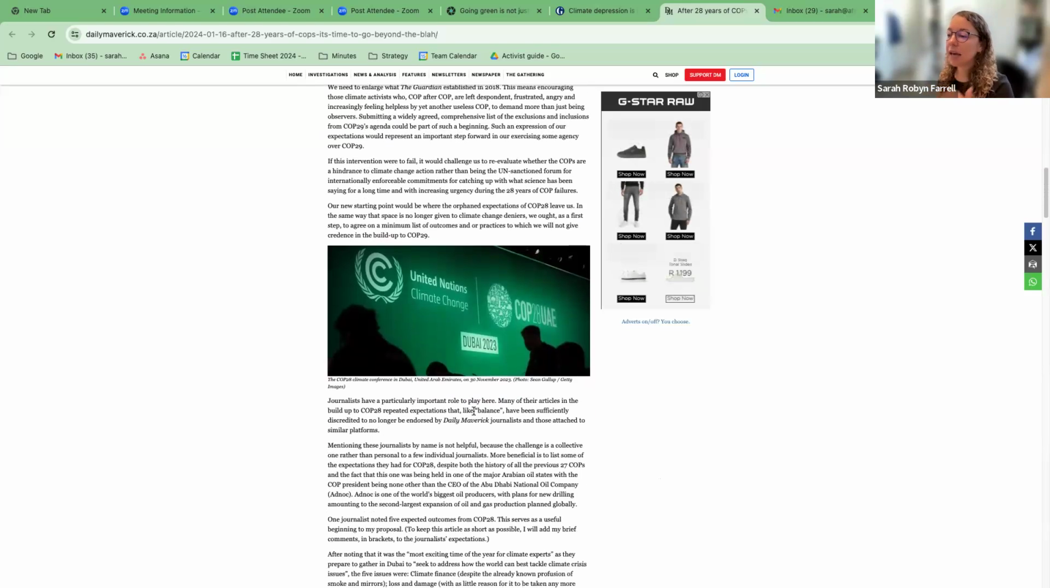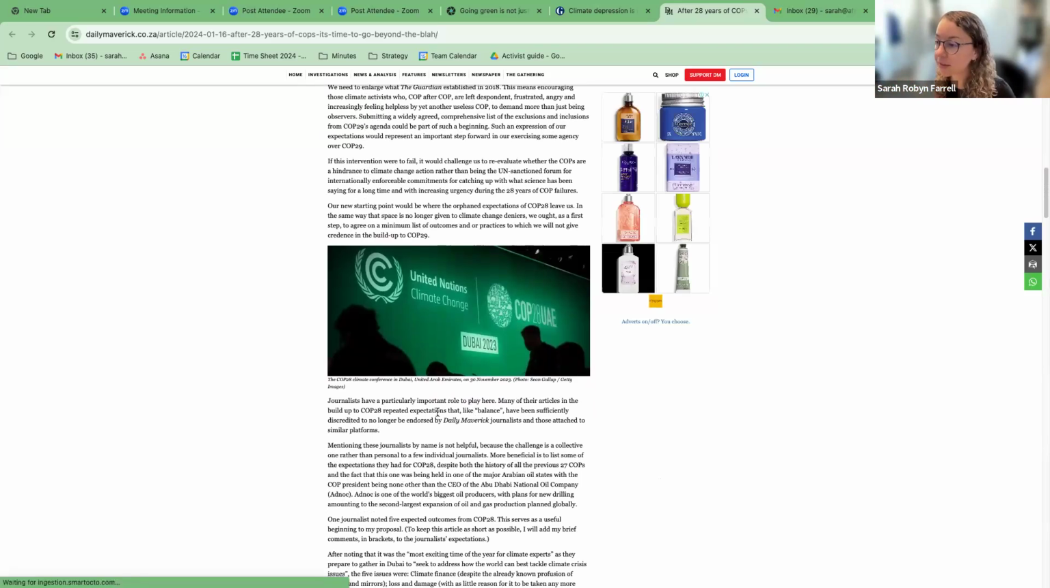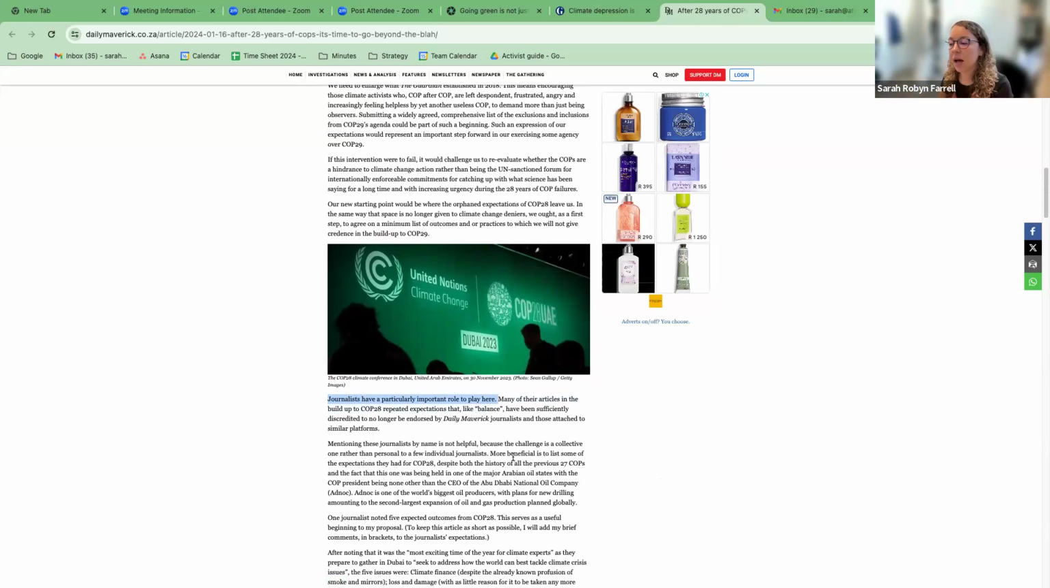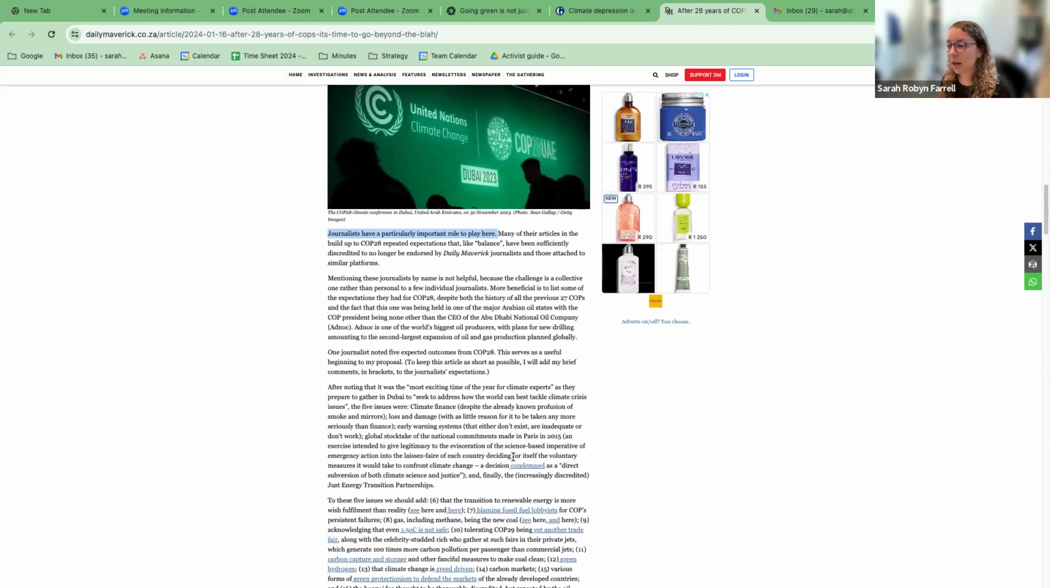And then in the middle, he starts to state those facts. So, what does he think? He believes journalists have a particularly important role to play in the case of COP. And by stating that opinion, he then must go further to expand on that opinion and explain in a clear way what he's trying to say.